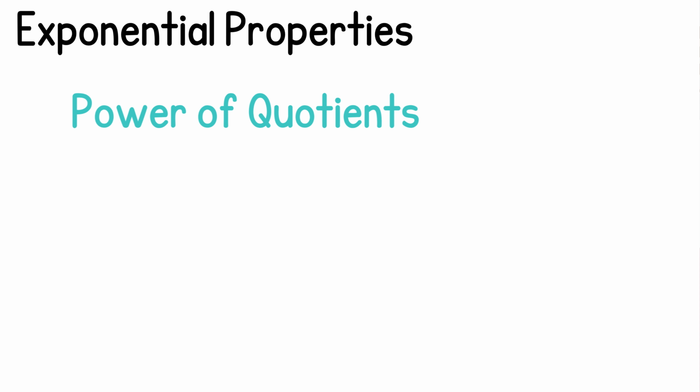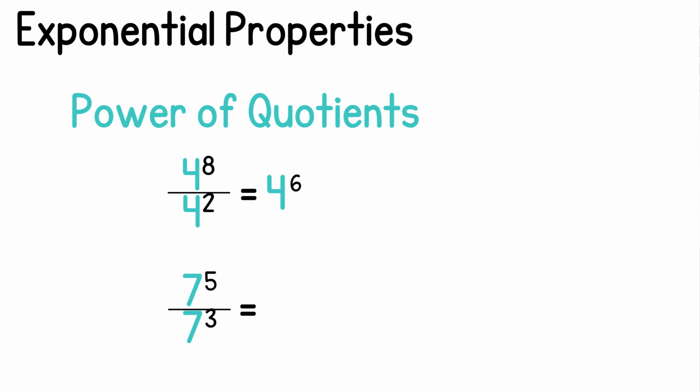Now let's look at the power of quotients. So if we have an example like 4 to the 8th divided by 4 to the 2nd where the bases match, then we can just subtract the exponents. So we'll keep our base of 4, and 8 minus 2 will give us an exponent of 6. Or if we have 7 to the 5th divided by 7 to the 3rd, then we'll keep our base of 7, and subtracting 5 minus 3 will give us a new exponent of 2.